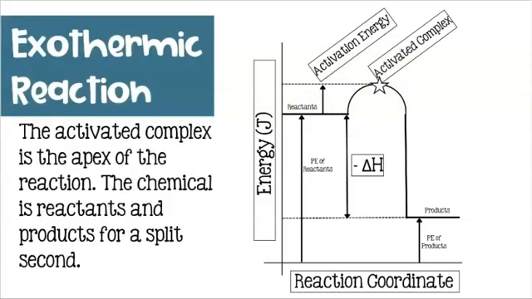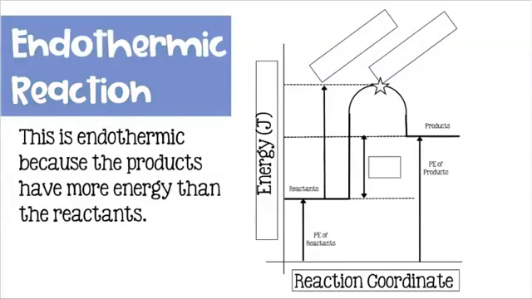We call that top of that hill, or the apex of the reaction, the activated complex. At this point, the chemical is reactants and products for a split second, so both are present. Let's look at another example of a potential energy diagram of a chemical reaction.